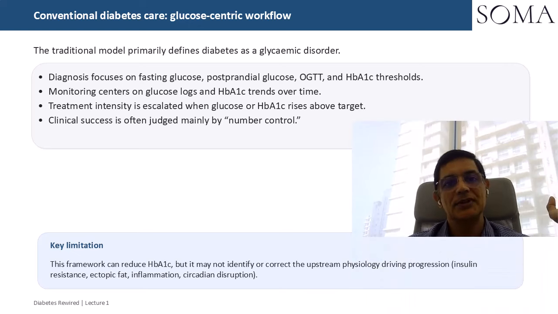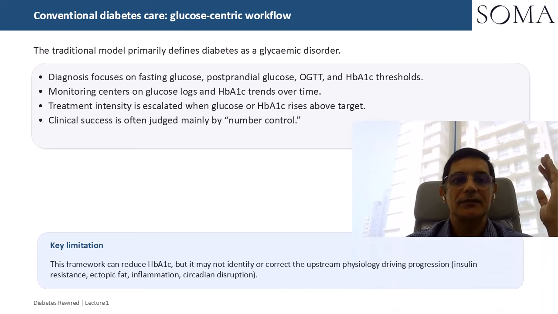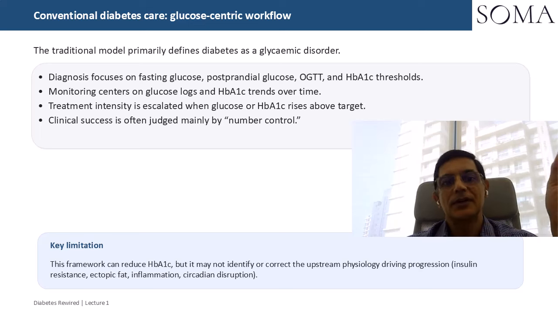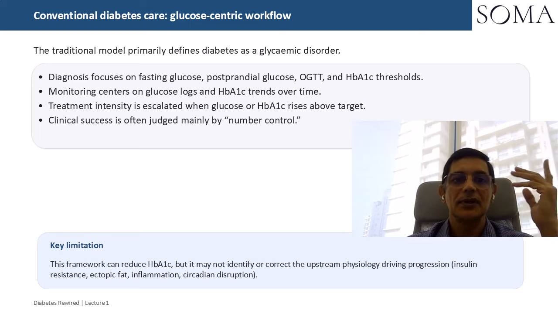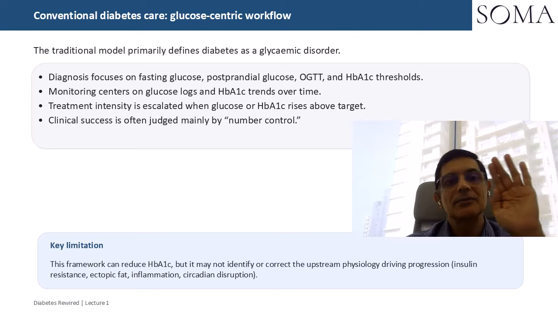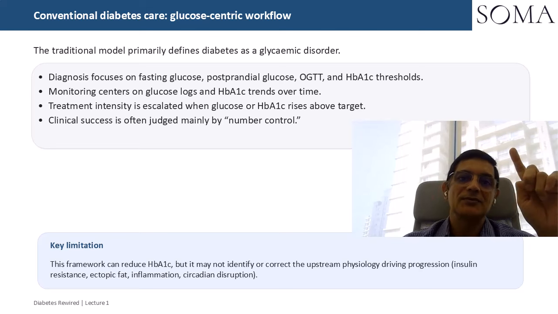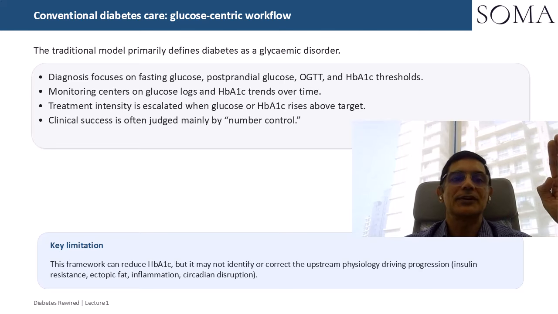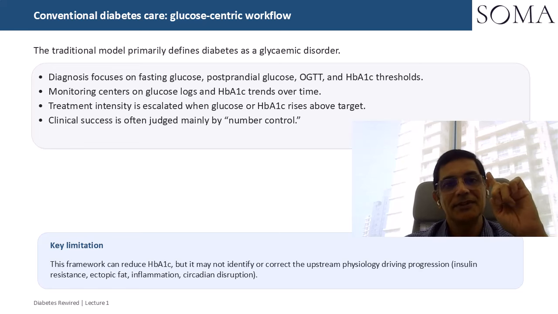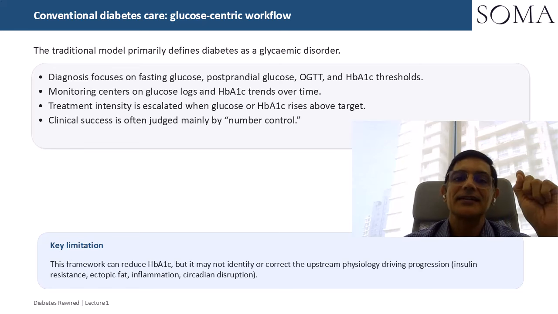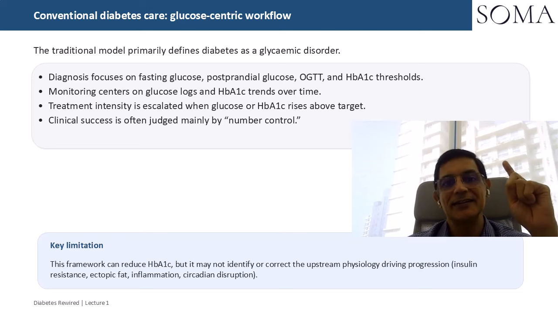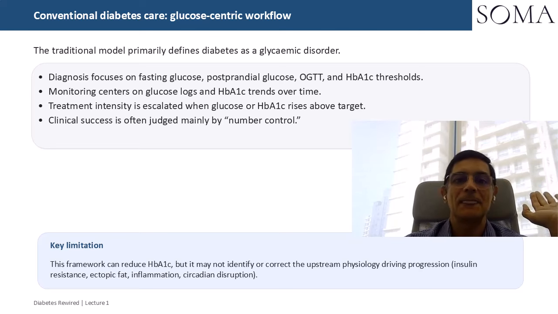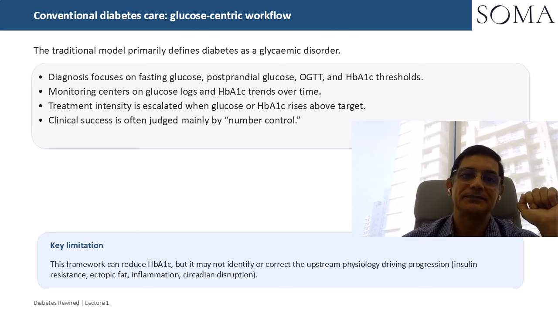If HbA1c is high, treatment is intensified. If HbA1c comes down, treatment is considered successful. On the surface, this seems logical, but this model carries an unspoken assumption. This assumption is that hyperglycemia itself is the disease, and that assumption is fundamentally flawed.